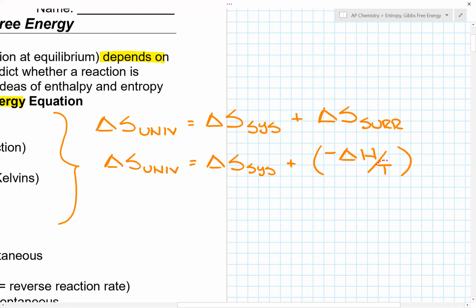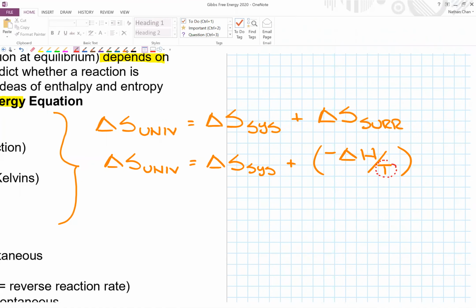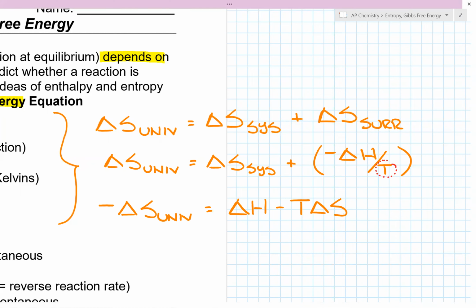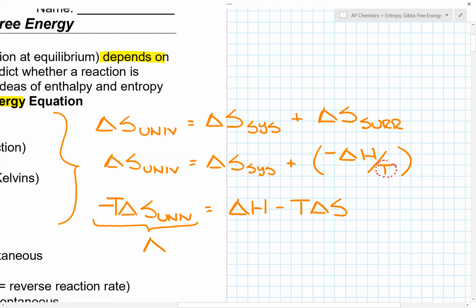If we multiply everything by negative T, what you have is negative T delta S of the universe is equal to delta H minus T delta S. Oops, I forgot to put the negative T here. So negative T delta S of the universe is equal to delta H minus T delta S. And this is where it is related to delta G.